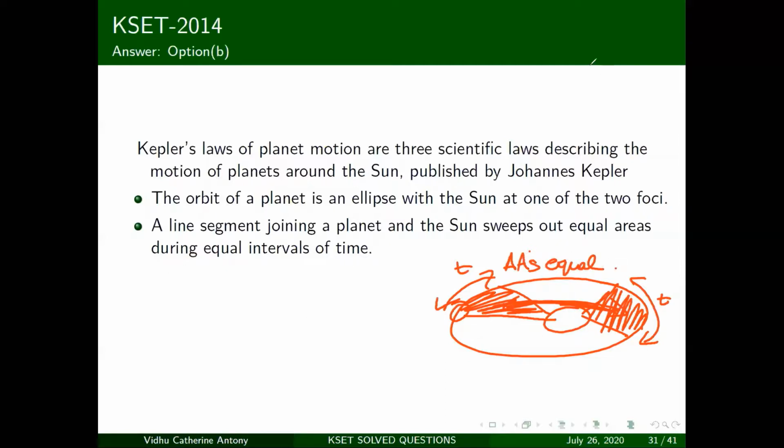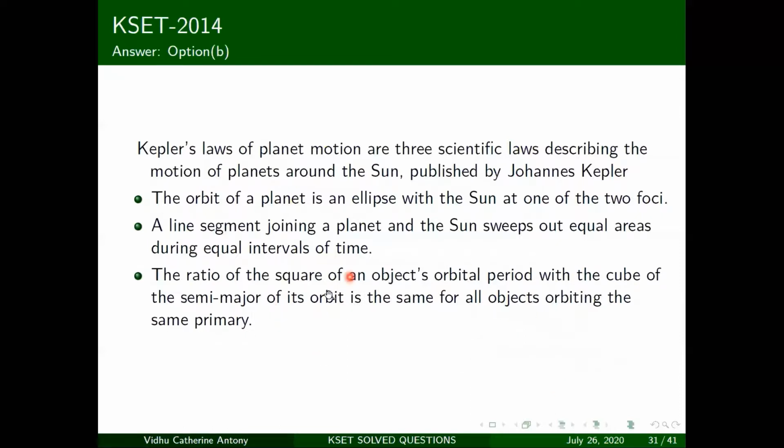And the last one is basically the time period. The ratio of the square of the object's orbital period to the cube of the semi-major axis is the same for all. So what do you have? You have T squared is proportional to r cubed. That's what you have here. Okay, so let's move on to the next one.